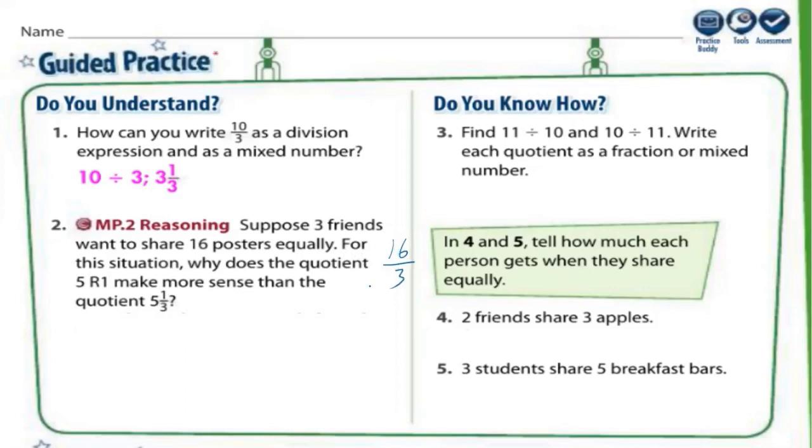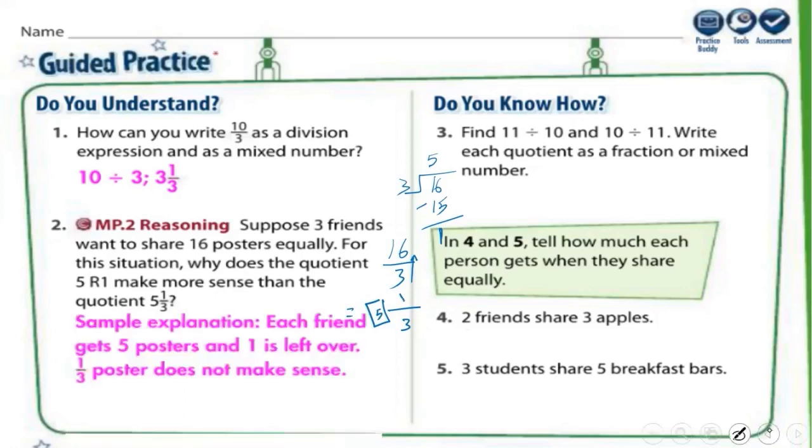16 divided by 3. For this situation, why does the quotient 5 remainder 1 make more sense than the quotient 5 and 1/3? Let's check. If we count how many 3's are there in 16, we will make long division. 16 divided by 3, I think here is 5, okay? 5 times 3 equals 15. Subtract, it will be remainder 1. So I can say that 16 over 3 equals, keeping 3 as it is, the whole number 5 and the remainder 1, okay?